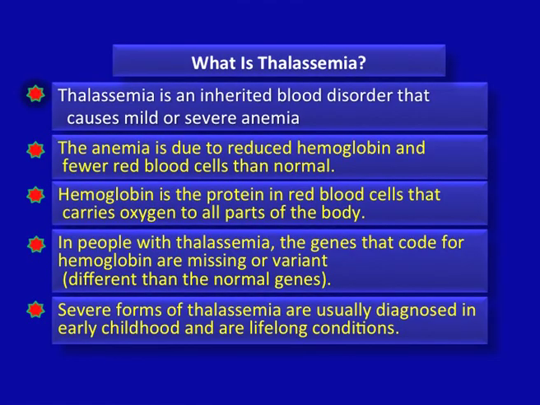Then coming to thalassemia. What is thalassemia? Thalassemia is also an inherited blood disorder that causes mild or severe anemia. Now, till now we have seen some inherited disorders. Now, let us see the metabolic disorders.